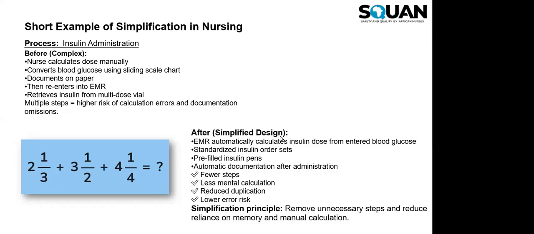Also, once you have the order sets automated on your EMR system, all the nurse then needs to do is just go and confirm that what the doctor ordered has been given, rather than starting the documentation process afresh from the beginning. Okay, so when we have a simple design, there are fewer steps, less mental calculation, reduced duplication of effort, and then lower error risk as well.